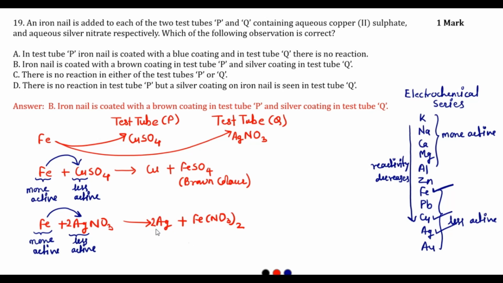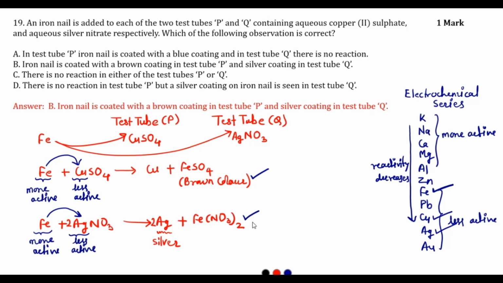So we will get silver separate. You can see here, we are getting silver separate. So whatever nail is present in this Q test tube, the nail will get coated with silver coating. So in the P test tube, it is getting coated with brown color and in the Q test tube, it is going to be coated with silver coating.